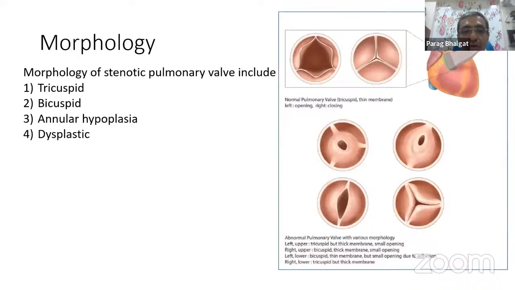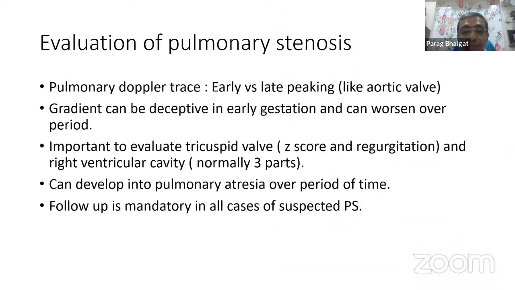Again, there are morphological variations in the pulmonary valve. The normal valve is shown here. It is a typical tricuspid valve, but as there is a stenotic valve, it can be bicuspid, it can occasionally be unicuspid, or it can be dysplastic, or it can be annular hypoplasia.